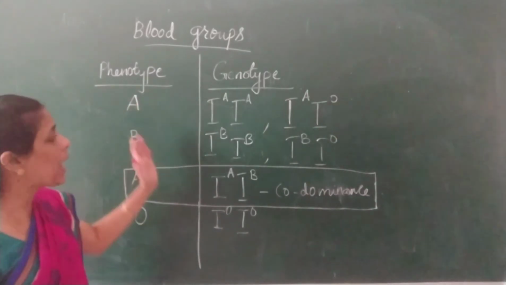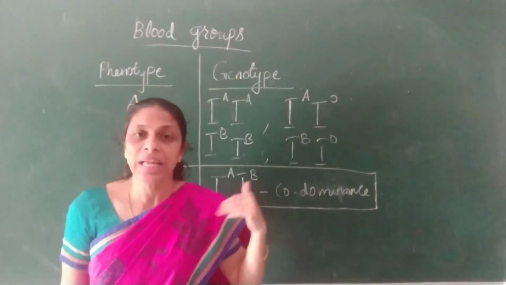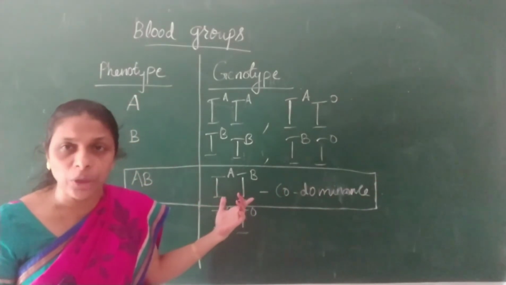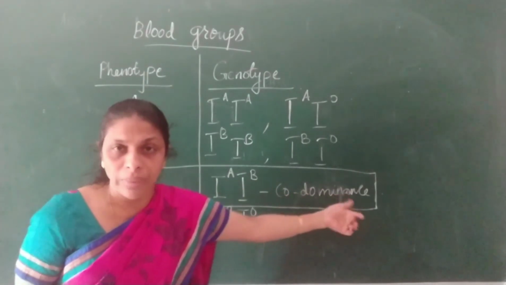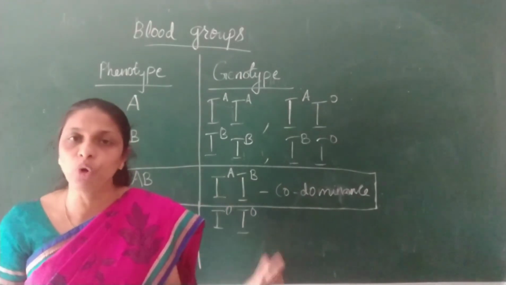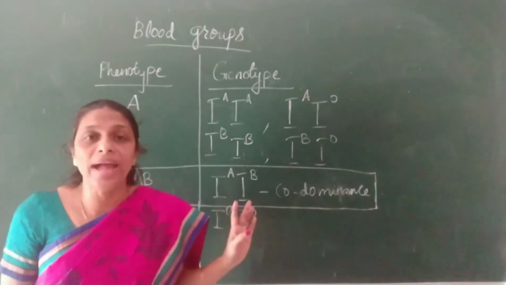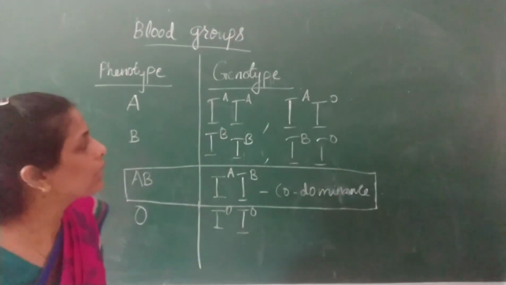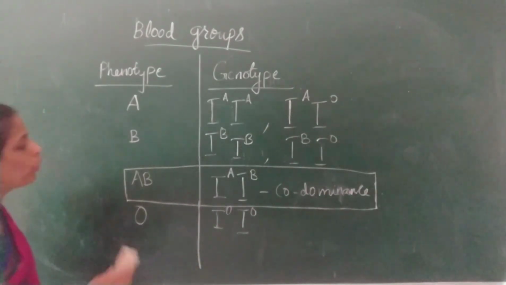Okay. So for A and B, two conditions are possible: the homozygous condition as well as the heterozygous condition. And in AB blood group, both are equally dominant, IA and IB. That is called codominance. And a person with O blood group will have both the alleles in recessive condition, and hence no antigen will be produced, neither A nor B. So that is about the blood groups, phenotype and genotype. Hope you all understood this.